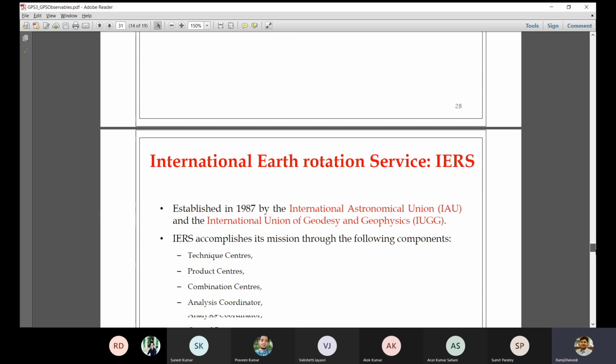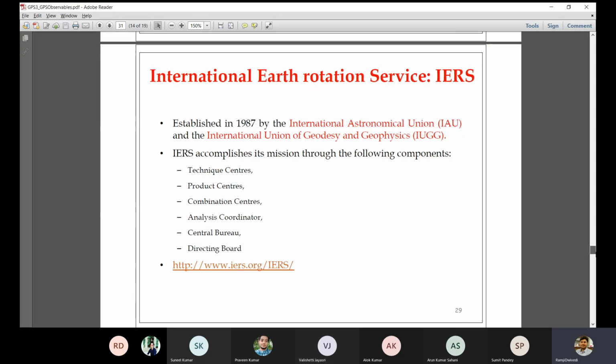Okay, so we are skipping this. The IERS, which is also known as the International Earth Rotation and Reference Services. Let me just also show you that, it's very good.